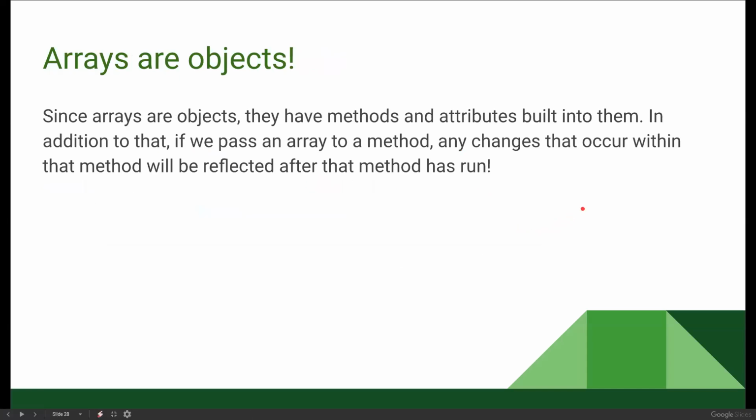Now, like I mentioned at the beginning, arrays are objects. So they have methods and they have attributes built into them. So for instance, the length attribute, the length variable, belongs to every single array that you create. So every one is going to have access to that length variable. In addition to that, if we pass an array to a method, any changes that take place within that method will be reflected in the array after you have run that method.